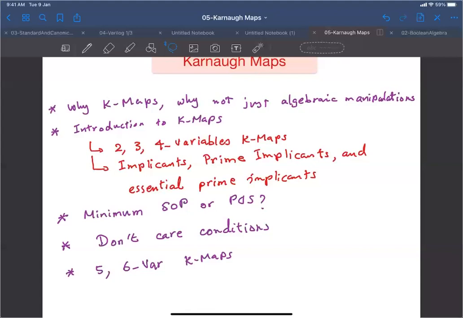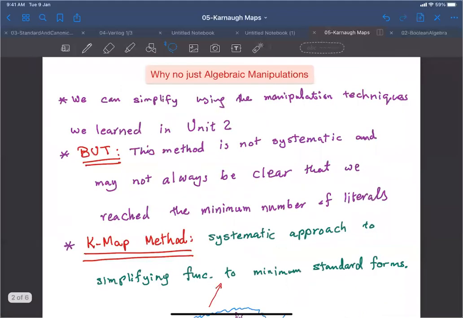Then we will introduce K-maps, 2, 3, 4 variables, and then talk about implicants, prime implicants, and essential prime implicants. Then we will discuss how to obtain a minimum SOP or POS using K-maps. Then how to handle don't care conditions, and then give you just a demonstration of how to do a 5 or 6 variables K-map. Okay, let's get started now.